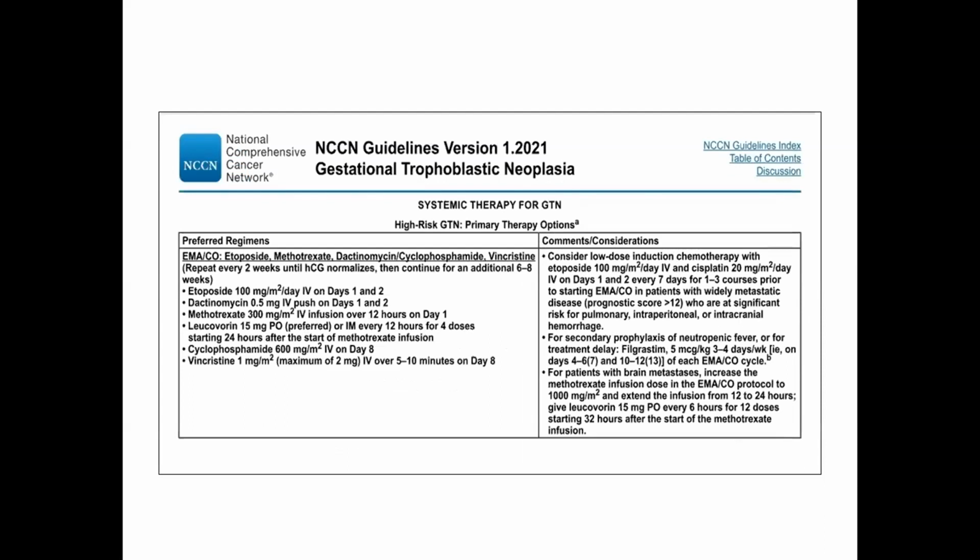Basically, EMACO is divided into EMA and CO. Now, the EMA part is given on day one and day two with this dose regimen. I think you can read it by yourself. And the CO part, that is the cyclophosphamide and the Oncovin, are given on day 8. And this cycle repeats every 14 days. And with each cycle, beta hCG has to be measured.